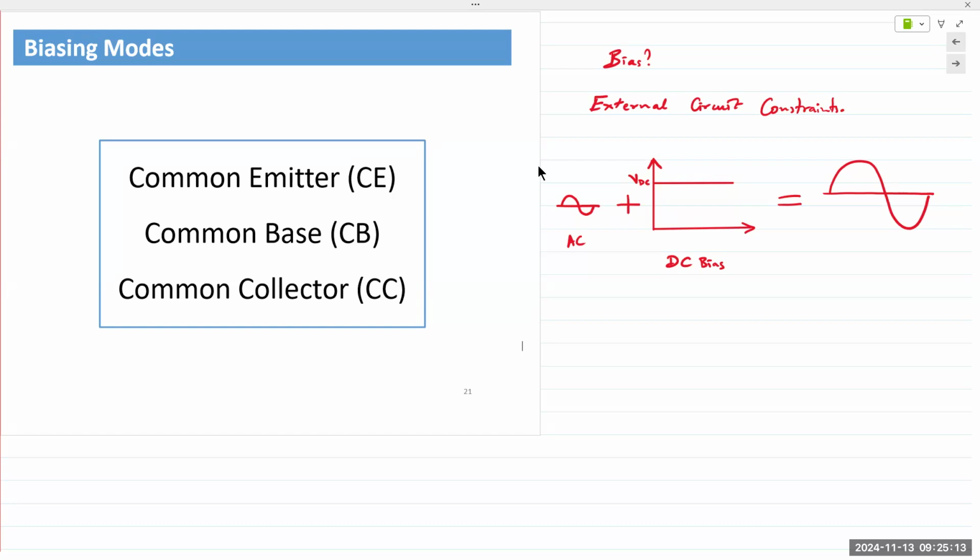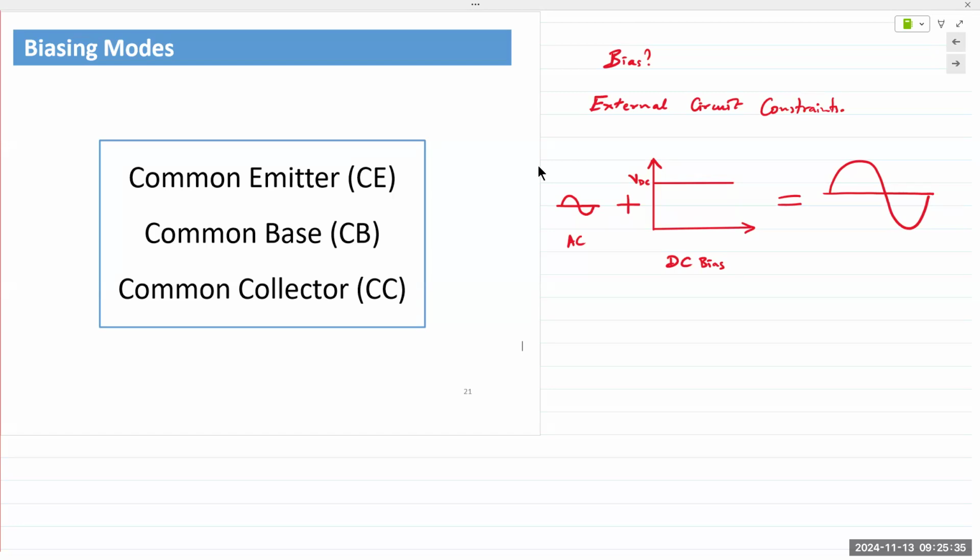So I guess it'd be more accurate to state that the DC energy source takes on the shape of the AC input signal. And that is actually what happens. We will see that when we get to CE amplifiers. That's the lab for next week.